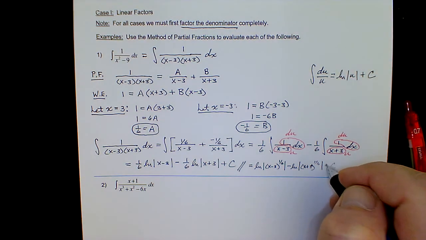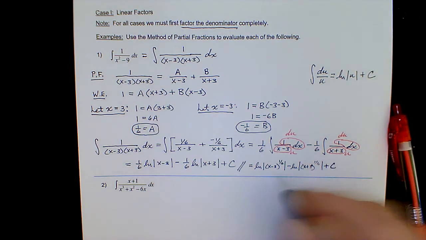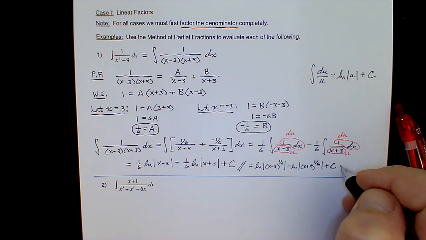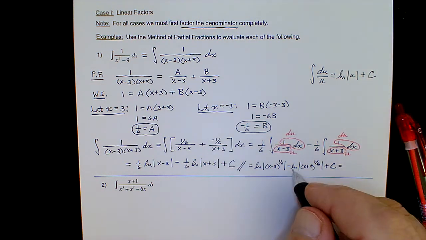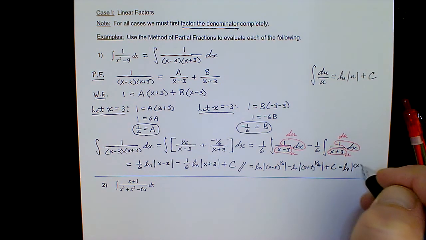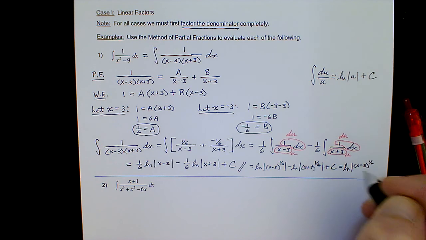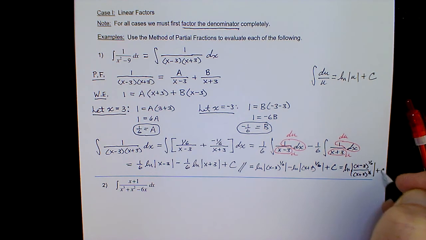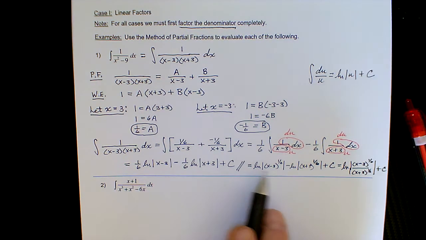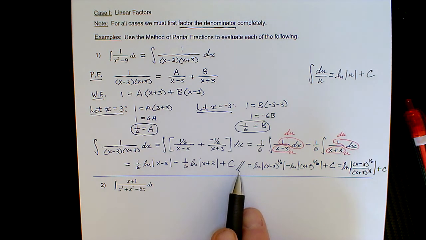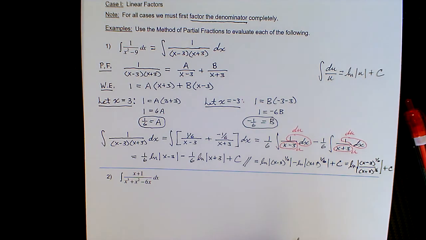Okay, so that was done by the power property for logs in reverse, and then finally we could express this as a single log because it's a difference. So the natural log of a quotient, x minus 3 to the 1/6 over x plus 3 to the 1/6, and then finally plus our constant. So that extra work is not necessary. Just simply stop right here where I put the double bars, and that would be sufficient.